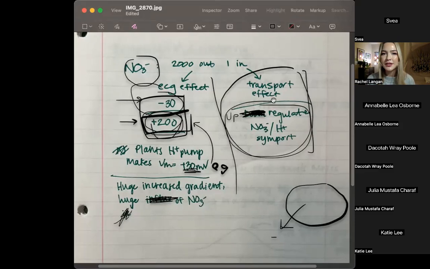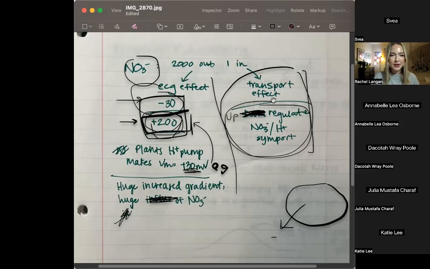Question? Yeah, can you hear me? Yeah. Okay, so I was just a little bit confused on how you got two numbers from using the Nernst equation for the concentration gradient, because when I've done it before, I've only gotten one number. Are you saying that there might be an extra step that we have to do after the Nernst equation to get the positive 200? No, this is just me being bad at teaching.